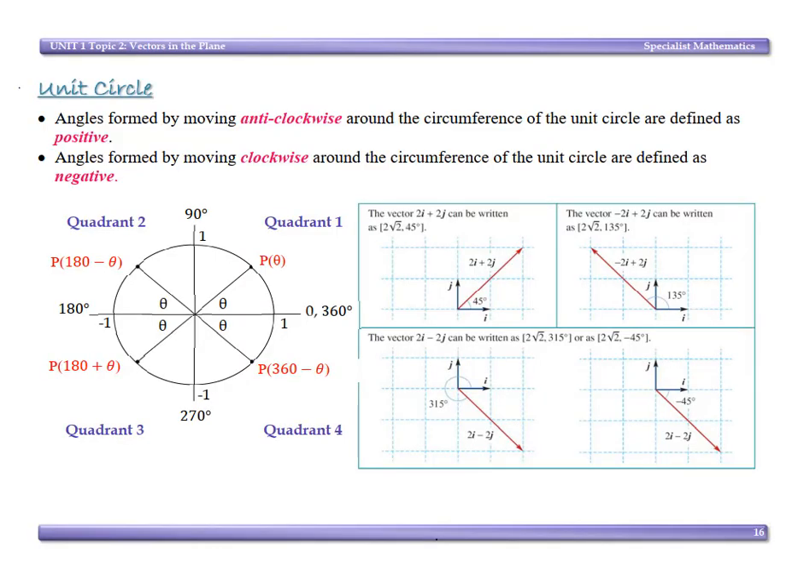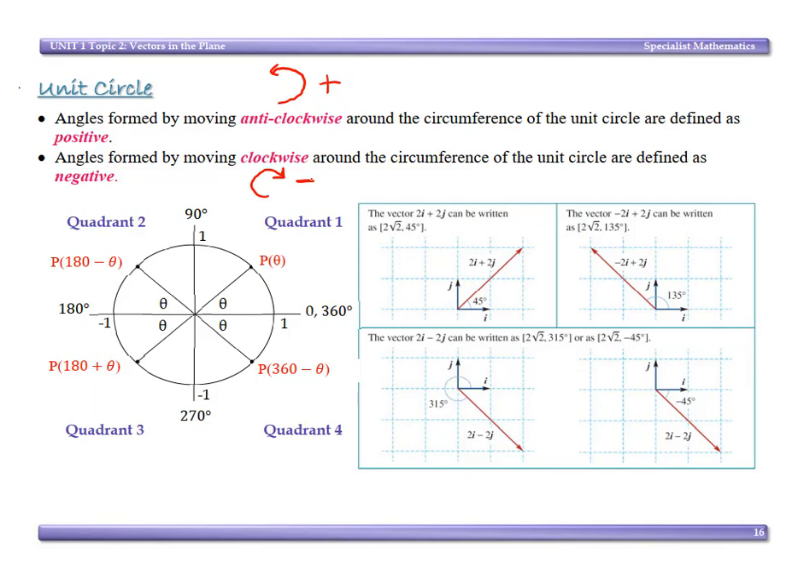Before we do some examples, let's do a quick review of the unit circle. Remembering that angles formed moving anti-clockwise, for those people that forget what anti-clockwise is, that's going that way, around the circumference of a unit circle are defined as positive. Angles formed by moving clockwise around the circumference of a unit circle are defined as negative.